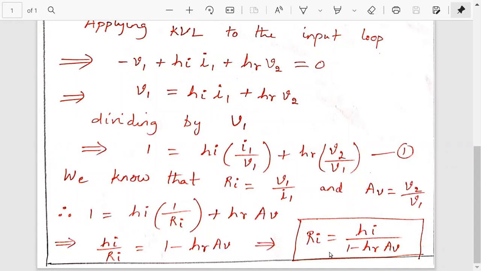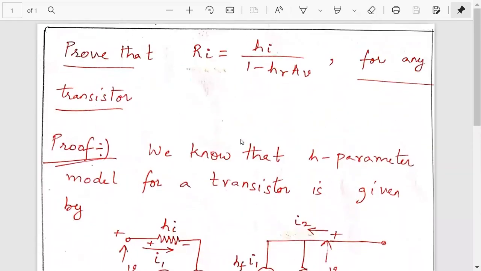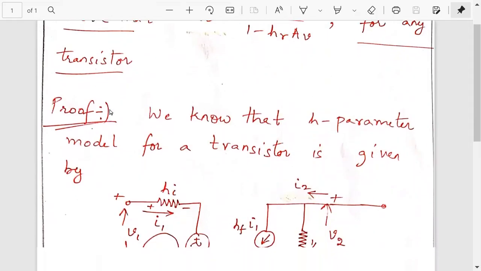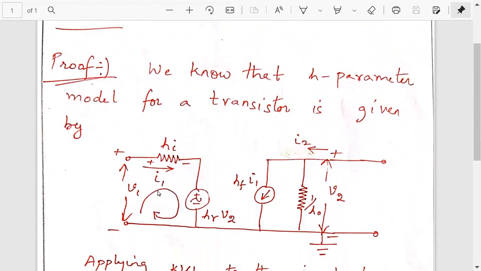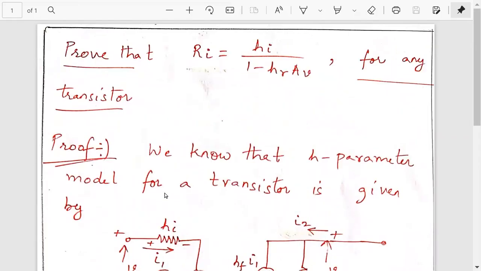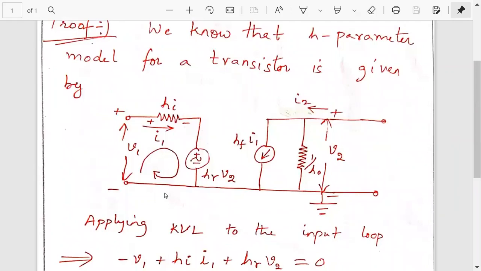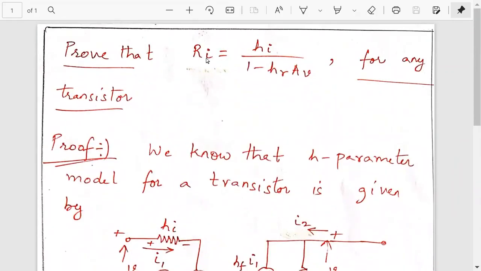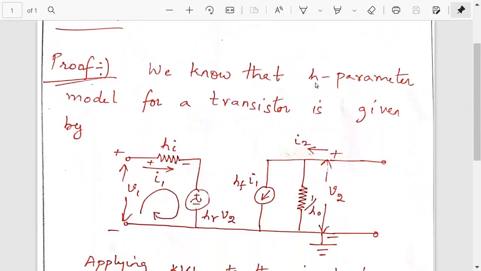So this is the proof which says that the input resistance is given by Hi by 1 minus Hr into Av. Not only for a transistor, this is the general structure of an H parameter model. So for any network which you can represent using H parameters, this is valid: Ri is given by Hi by 1 minus Hr into Av, where Av is the output voltage divided by the input voltage. In this case, Av is V2 by V1.